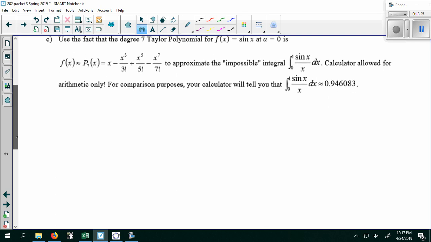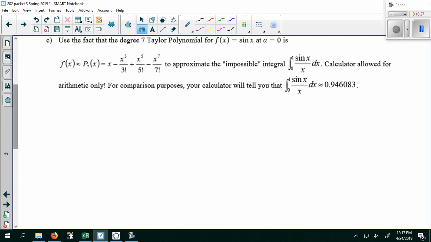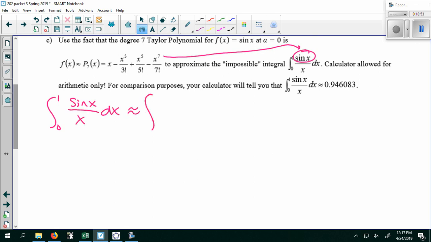Okay, so now we're going to evaluate an integral by replacing a difficult function with a Taylor polynomial. So I want to do this impossible integral, sine x over x. There's no technique that's going to help me with that. So I'm going to replace sine of x with its 7th degree Taylor polynomial. So the integral from 0 to 1 of sine x over x dx should be approximately the same as the integral from 0 to 1 of p7 of x over x dx. So instead of sine, use its approximating polynomial.